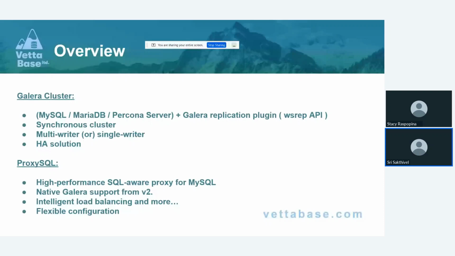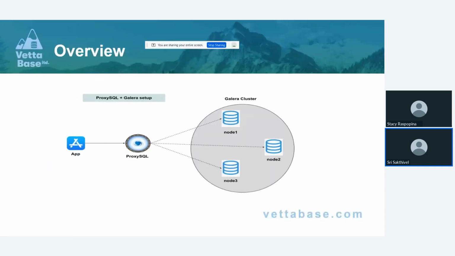This is the basic architecture, how this setup works. We have a 3-node Galera cluster, which is node 1, node 2 and node 3, and we have ProxySQL as an intermediate between the application and the Galera cluster.